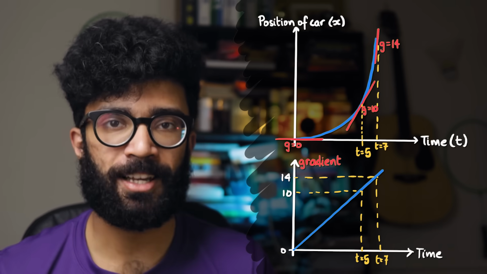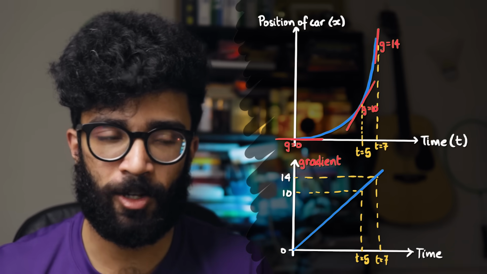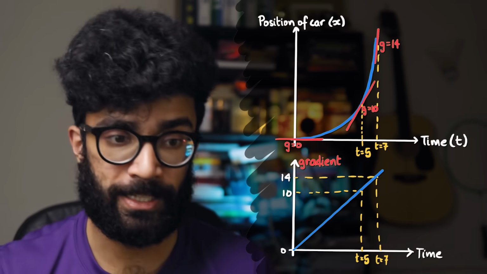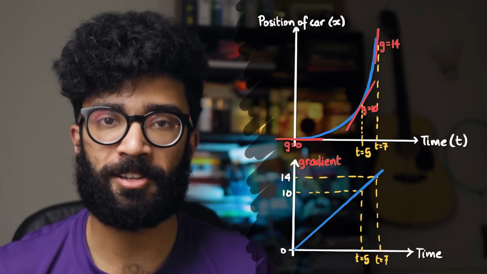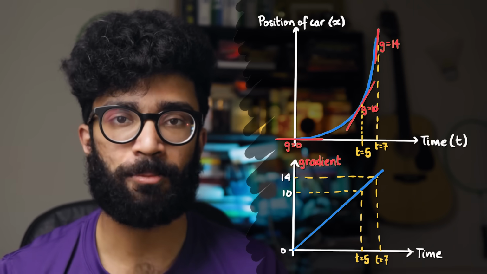At the beginning, like we said, the gradient was 0, so at t is equal to 0, we get gradient is equal to 0, and then as time progresses, the gradient increases. In other words, as time progresses, the gradient is getting larger and larger and larger. So this is the graph that we end up plotting.